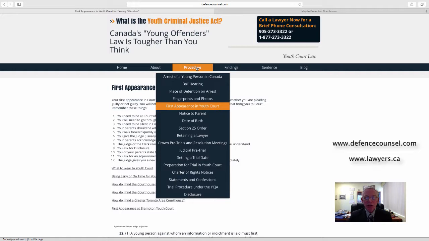Under the procedure menu at this website, there's information about the notice to parent and date of birth, and something called a Section 25 order. There is an order that's available in emergency circumstances where the court discovers that the young person is not being represented by counsel independent of the parents, and the matter is a serious charge and the court is considering the importance of the young person having a lawyer, but the family genuinely cannot afford to provide the lawyer, or the lawyer being provided by the parents is not independent of the parents.